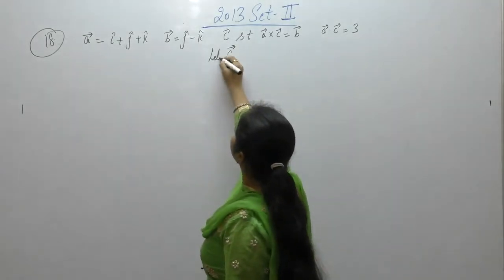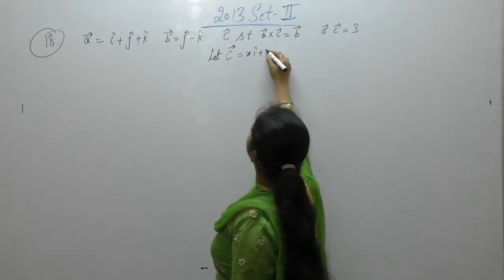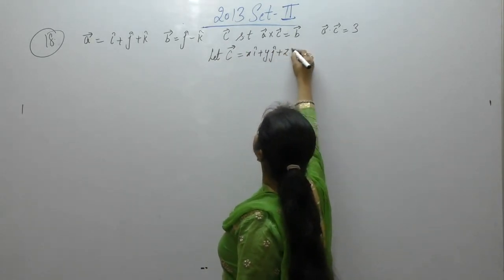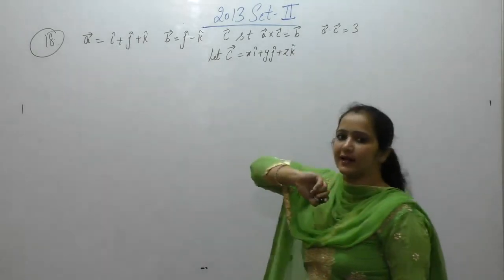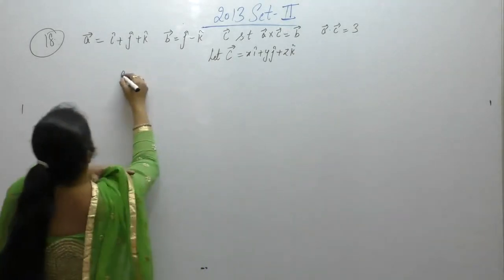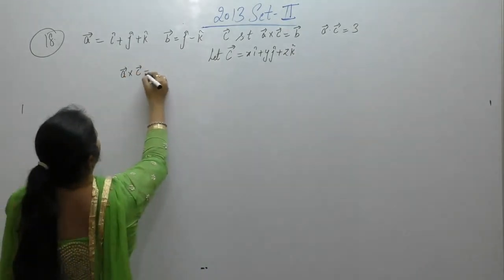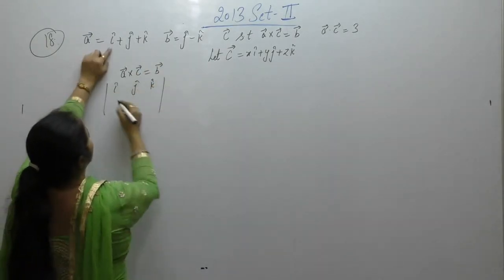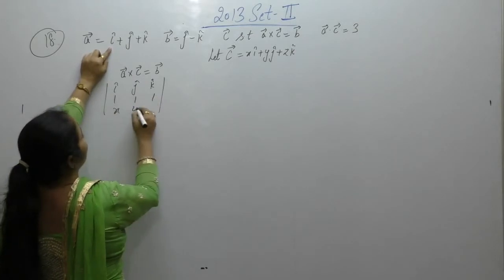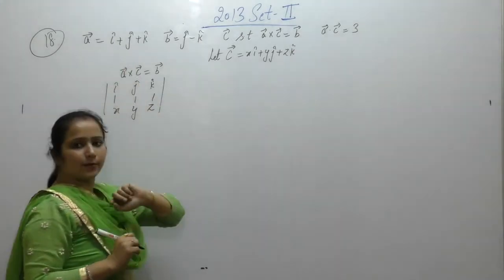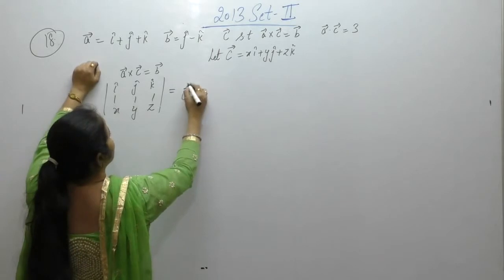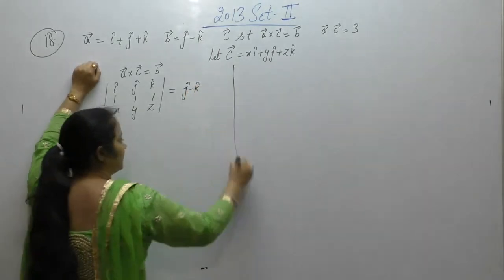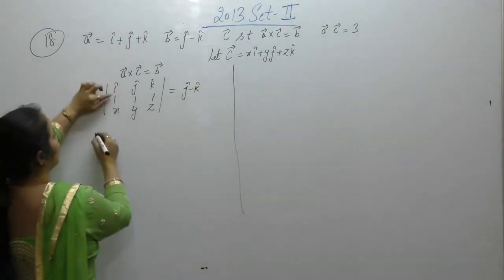Let vector C be xi + yj + zk. It is given that A cross C is equal to vector B. In the determinant with i, j, k, vector A has components 1, 1, 1 and vector C has components x, y, z, and that is equal to vector B. Now solve it.